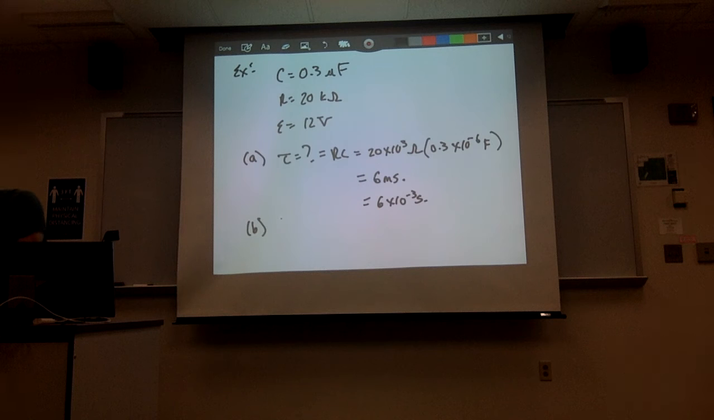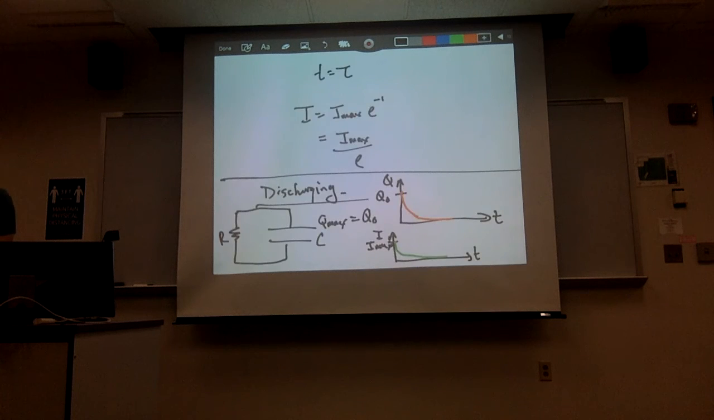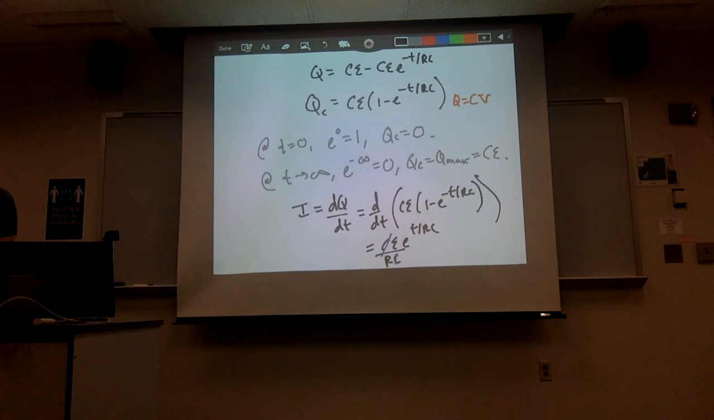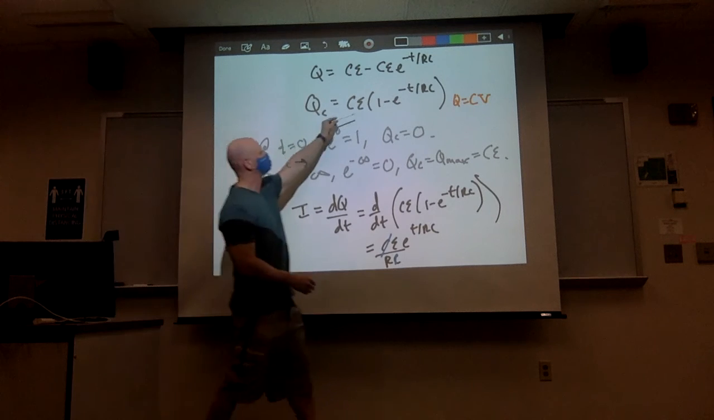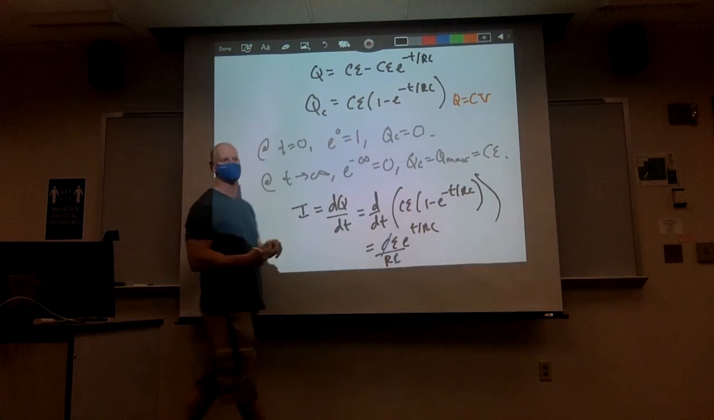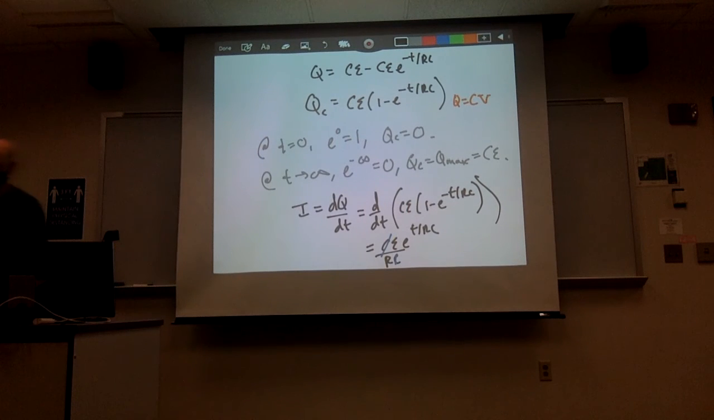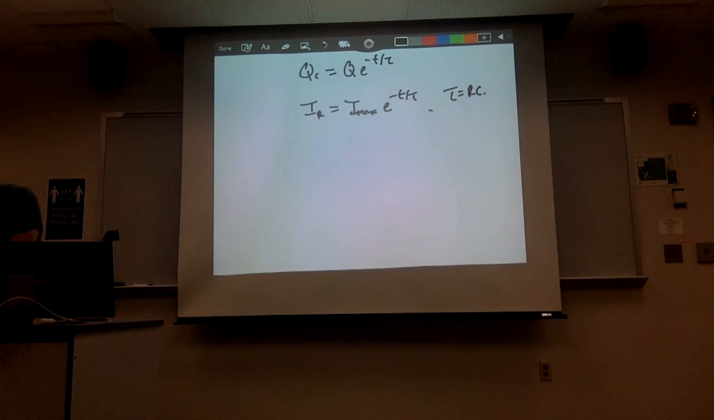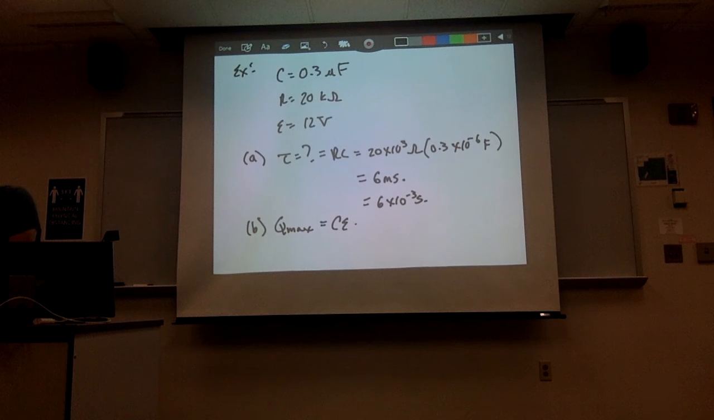Good. Part B, we now want to know what is the maximum charge. We know the maximum charge is simply going to be equal to C times E, because again, based off of our charging expression, the maximum charge occurs when, again, this thing is equal to 0. As we wrote down, the maximum then is going to be simply the capacitance times the potential. So here, our maximum charge expression is C times E, so this is going to be again 0.3 microfarads times then 12 volts. So it's going to be 36.